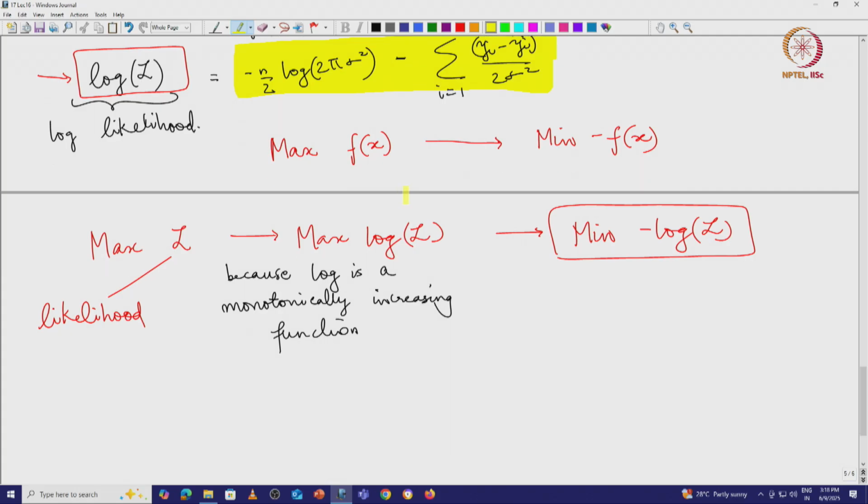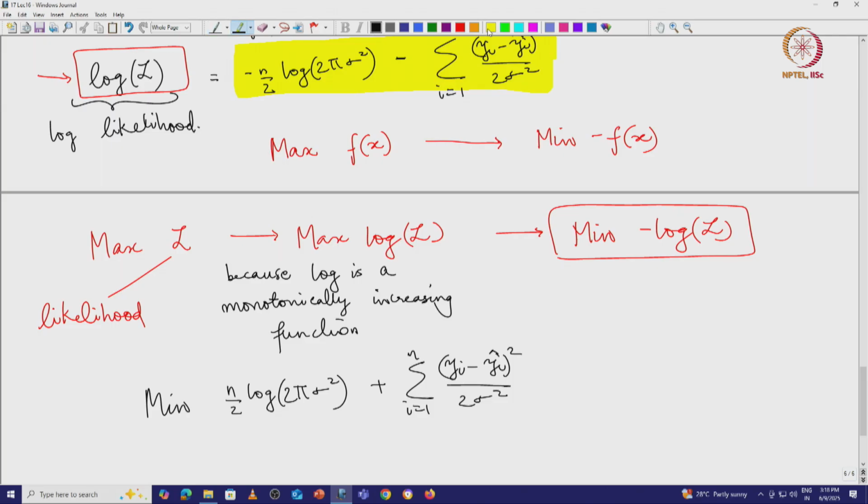So, let us look at this expression carefully and see how we can go ahead. So, essentially we want to minimize minus log likelihood. So, that is just n over 2 log of 2 pi sigma squared plus sum i going from 1 to n (y_i minus y hat) whole squared by 2 sigma squared, right. Already something really interesting is emerging here.